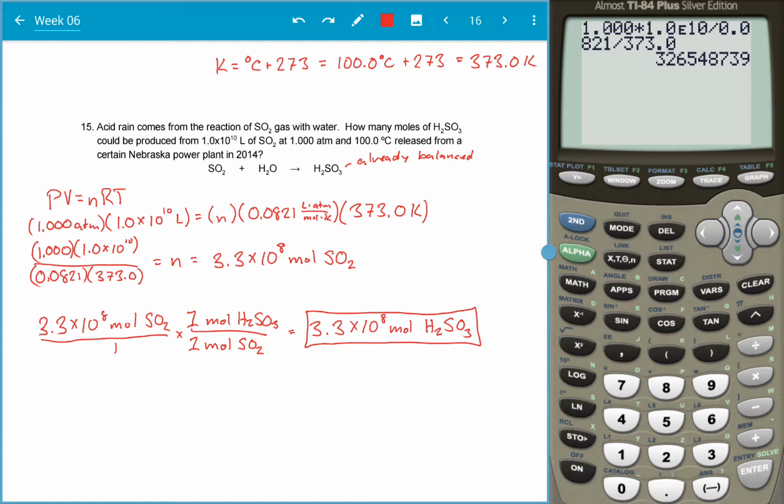It's good to go through and get into the practice of doing the conversions even when you know that it's not going to change the number, because that will help train yourself so that when the coefficients are different, you'll still be in the habit of doing the step and you won't miss points later on.